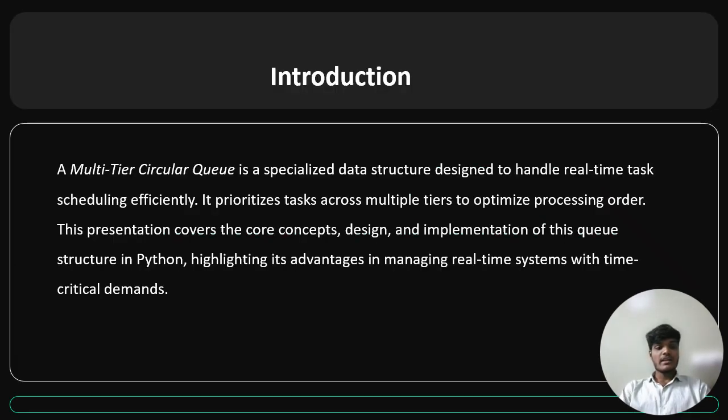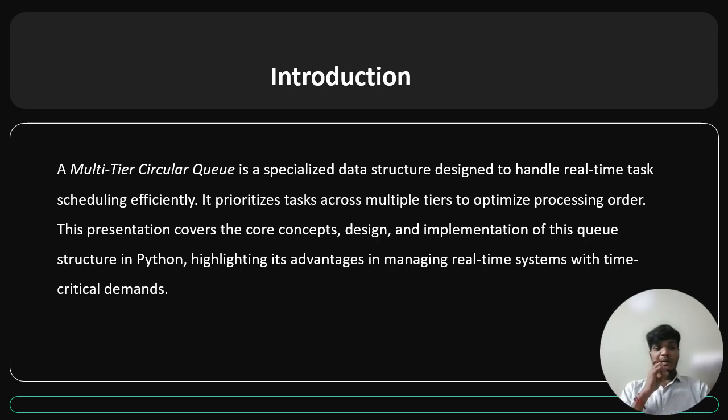First, a multi-tier circular queue is a specialized data structure which is designed to handle real-time task scheduling efficiently, and it prioritizes tasks across multiple tiers to optimize processing order. This presentation covers the core concepts, design and implementation of this queue structure in Python, highlighting advantages in managing real-time systems with time-critical demands.